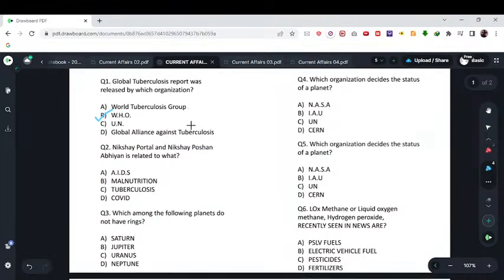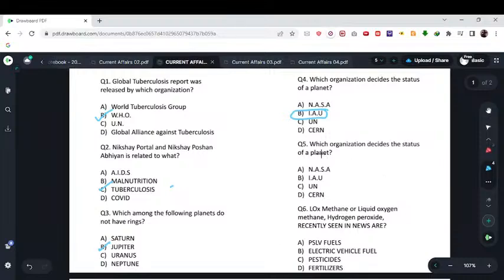The next question, Nikshay Portal and Nikshay Poshan Abhiyan is related to what? The answer is tuberculosis. Third question, which among the following planets do not have rings? The answer is Jupiter. Next, which organization decides the status of a planet? The answer is International Astronomical Union.